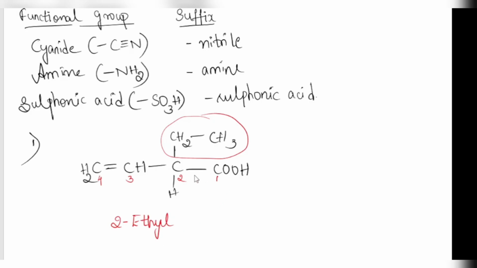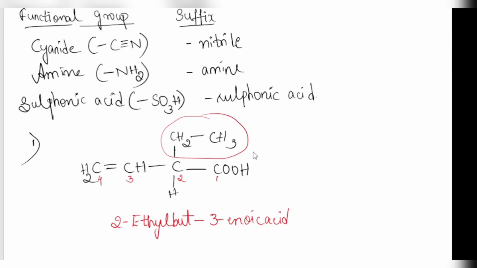Then what is the root word for this principal chain? It contains 4 carbon atoms, that's why it is but-. Then at the third position there is a double bond, so but-3-en-oic acid.